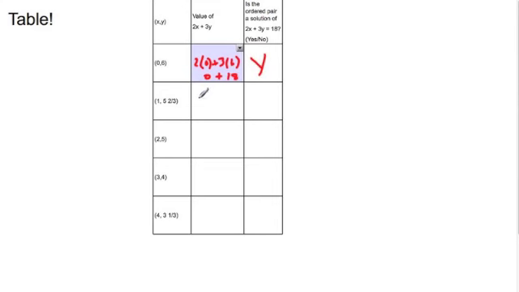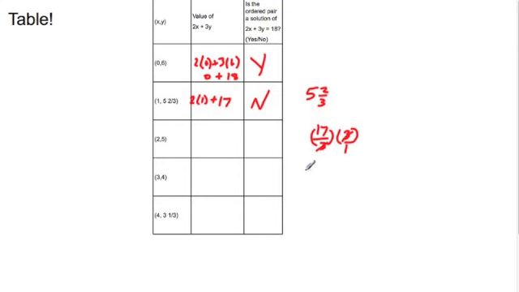Yes, it is. If I take the next one, 1, 5 and 2/3, so I have 2 times 1 plus 5 and 2/3 times 3. 5 and 2/3 is 17/3 for my y, times 3 over 1. The 3's cancel and I'm left with 17. So I have 2 plus 17 is 19. So the answer here is no, the ordered pair is not a solution.